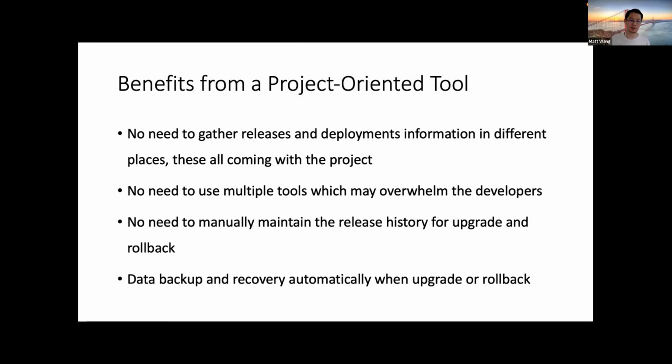The last one is data backup, which is always important for DevOps. Any time we upgrade or roll back, you want to keep data safe. For example, when you upgrade, the database is backed up, and if something goes wrong with the upgrade, you can roll back and the database will be recovered, using the previous one.